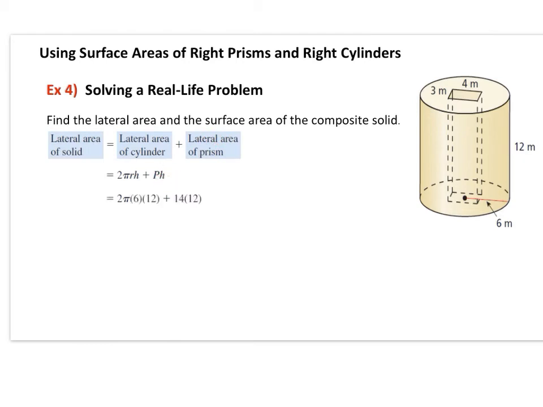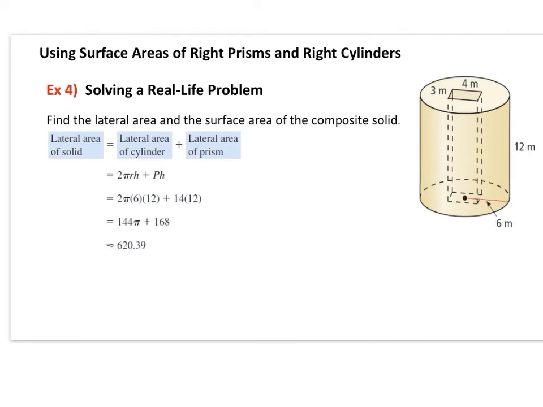So we substitute the values we know. We know radius is 6. That's defined right here in our picture. We know that the height of the cylinder is 12. 14 is our perimeter for the rectangular prism. So it's 4 plus 4, that's 8, plus 3 plus 3, that's 14. And then the height of the prism is also 12. It's the same height as the cylinder.